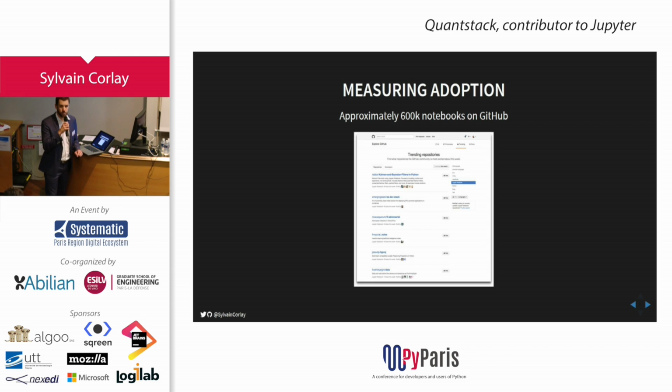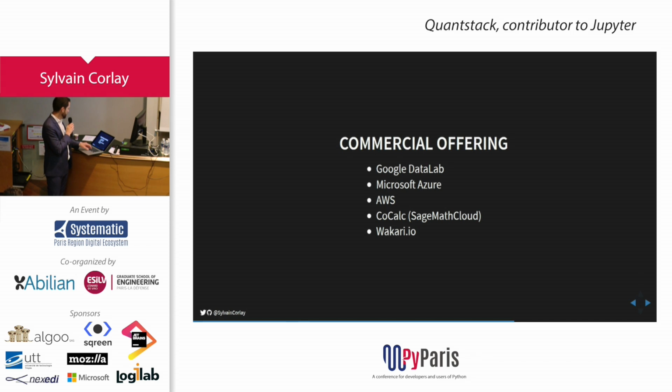There is another means to measure adoption. If you go on GitHub, which actually renders the notebook format, they list all the notebooks that they've got on their website, and last time we checked, there were 600,000 notebooks shared on GitHub and growing, so this gives a good idea of the adoption. So yeah, Jupyter is probably a good display of a healthy open source project.